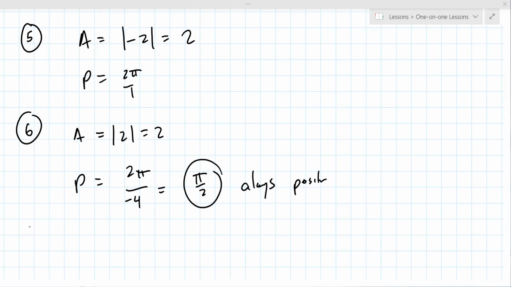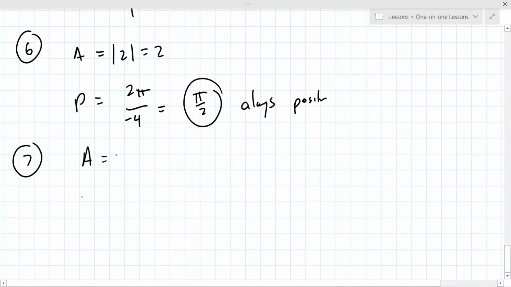Number 7 has an amplitude of 3. And the period this time, you have to do a little bit of simplification, is 2 pi over 2/3. You reduce this by multiplying by 3/2, top and bottom. So it ends up being 3 pi is the period.